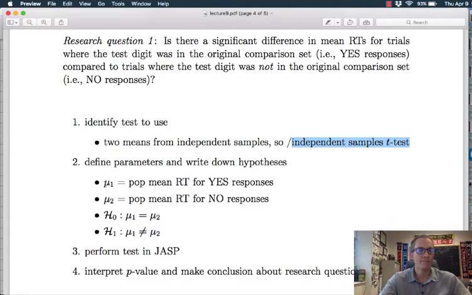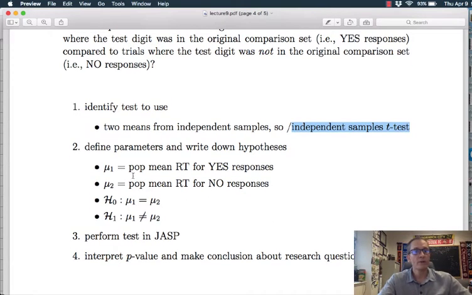So we might set mu1 to be the population mean response time for yes responses, and mu2 to be the population mean response time for no responses. Now, of course, you can write these in the opposite order if you want, but I think it makes good sense to write them this way. Once we've written down what those two parameters are, then we can write down two hypotheses.